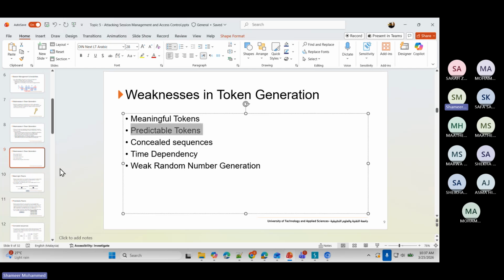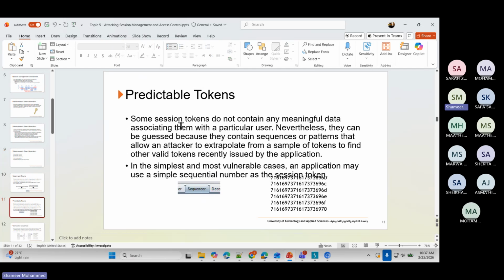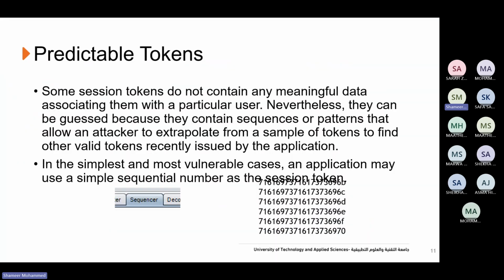Number two, predictable tokens. Don't generate a token which has a prediction, I mean a sequence. Some sessions do not contain any meaningful data of the user, but they can be guessed because they contain a sequence or a pattern that allows the attacker to extrapolate from a sample of tokens.